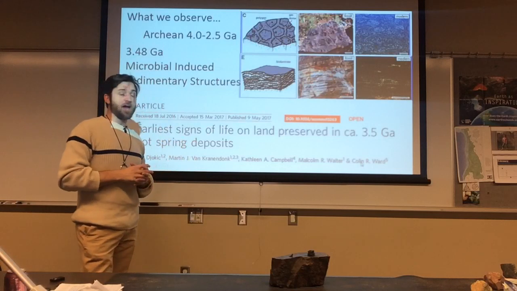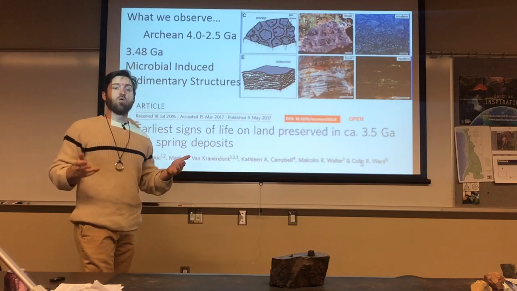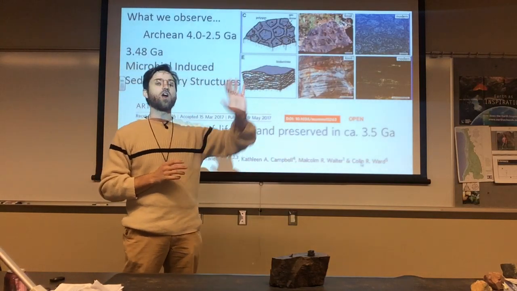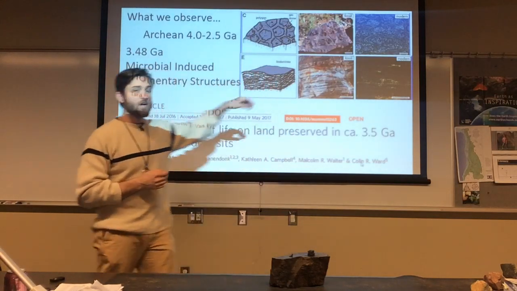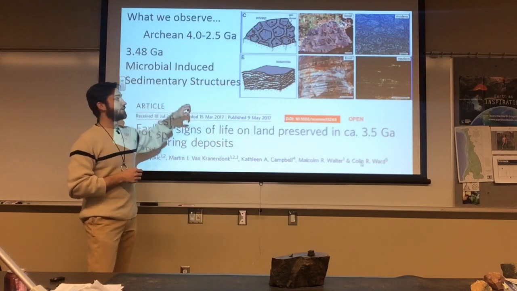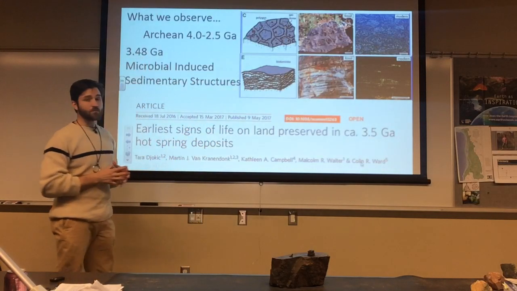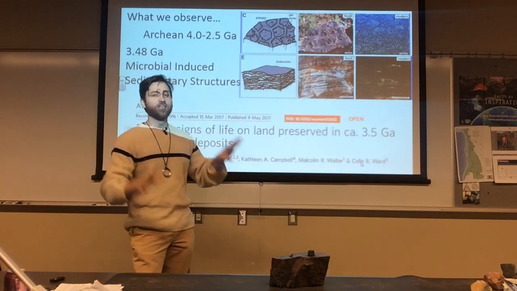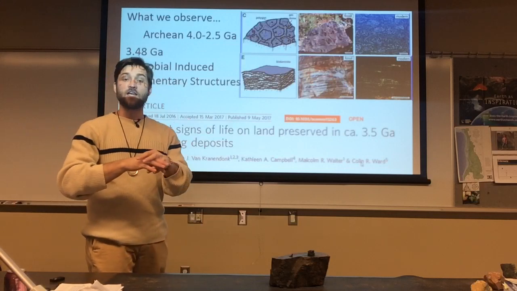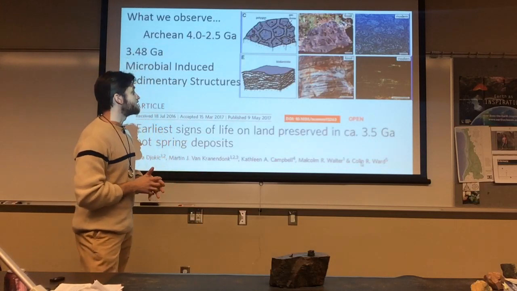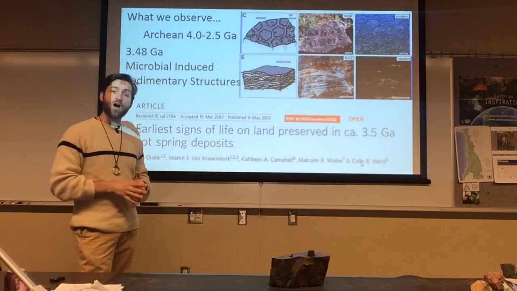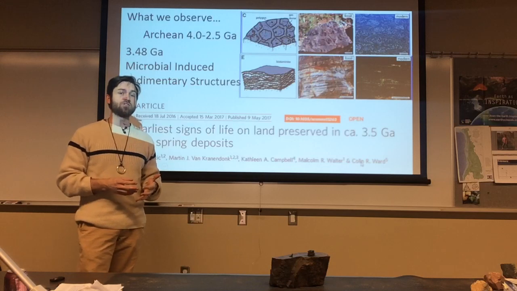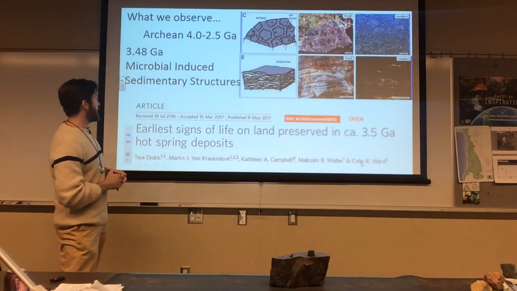And where that basically led us was to, however the origins of life, whatever your preferred hypothesis is for the origins of life, we have fossil record evidence to show that by 3.48 billion years ago, however it got here, life is here. And life is here in enough abundance that it is disturbing sedimentary deposits and making what are called in the fossil record microbial-induced sedimentary structures, or MISS.